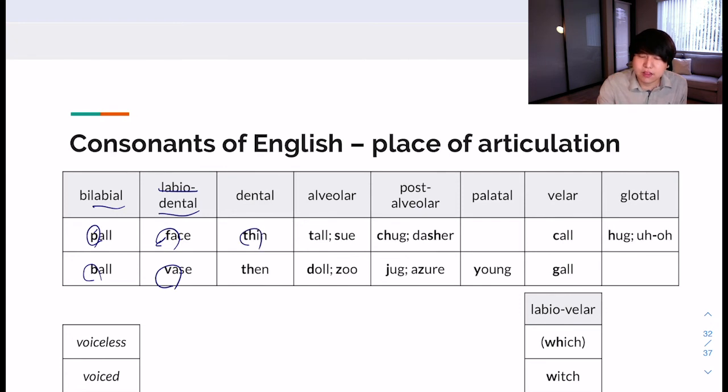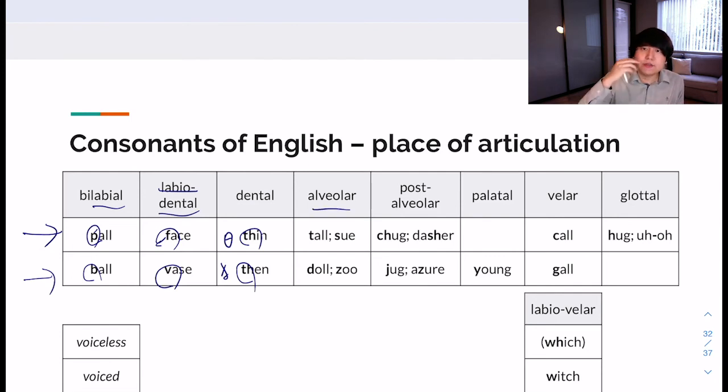So th in thin and th in then are both spelled the same, but they are two different sounds. You learn that one is voiceless, the other is voiced. So the upper row is voiceless, the lower row is voiced. I didn't tell you that.